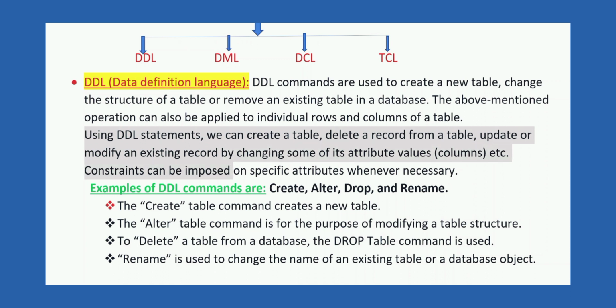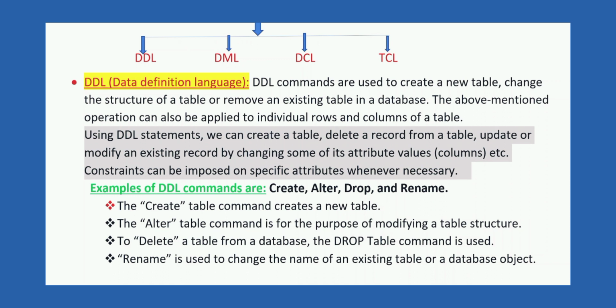Now, constraints can be imposed on specific attributes whenever necessary. We have already learned about constraints: what is the need of constraints, what constraints are, and what are the keywords or terms which we can use in the constraints. In my previous video about constraints, I have already explained this. I will mention that particular link in this description.